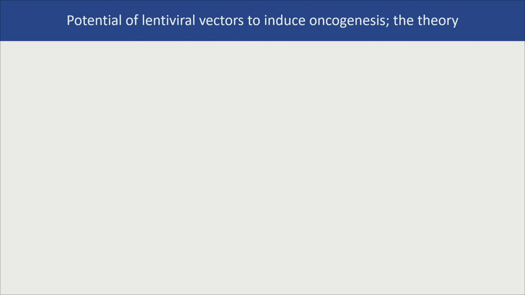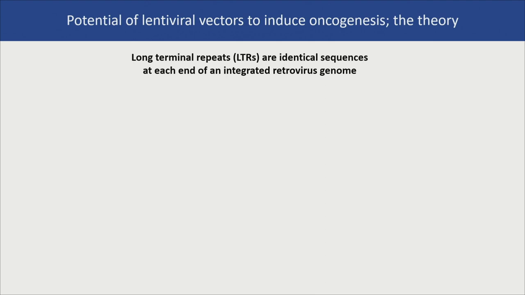is absolutely clear and straightforward. When your lentivirus or your retrovirus integrates itself into your genome, what it does is it integrates some of these long terminal repeats, which are identical sequences at each end of its genome. And so you see these here. These are the long terminal repeats just here.